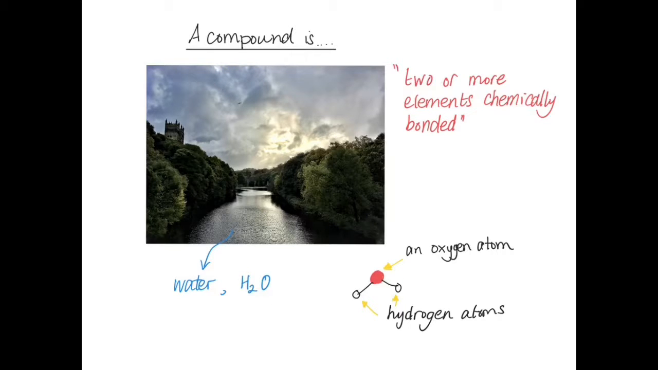If you had a superpowered microscope and you looked at water, you'd see that water contains two hydrogen atoms, 1, 2, and 1 oxygen. And that's shown in the formula. 2 hydrogen atoms is H2 and 1 oxygen is O.